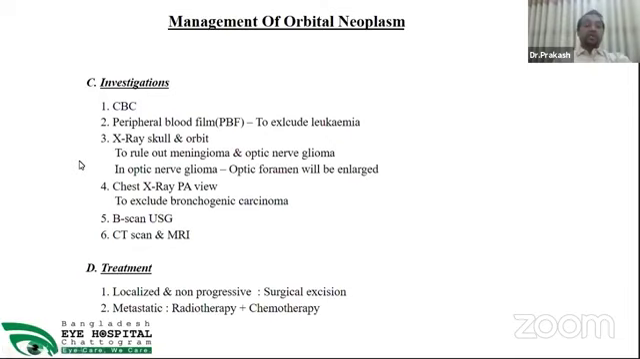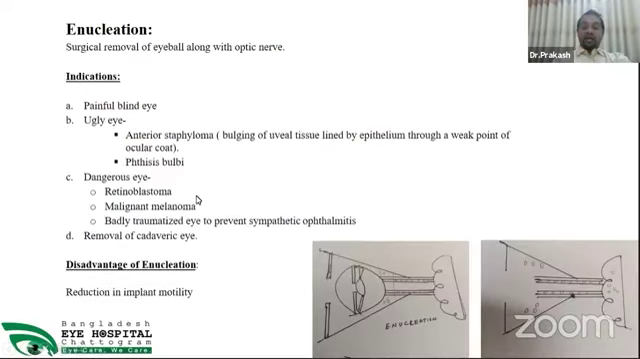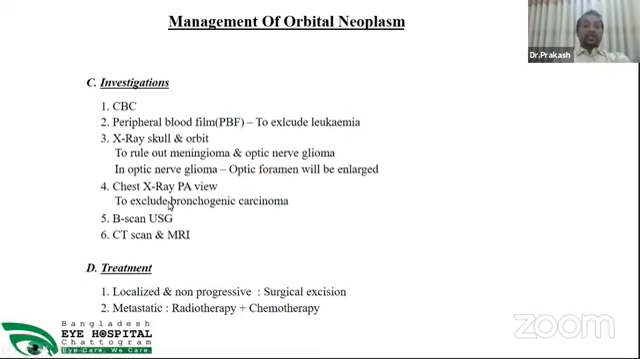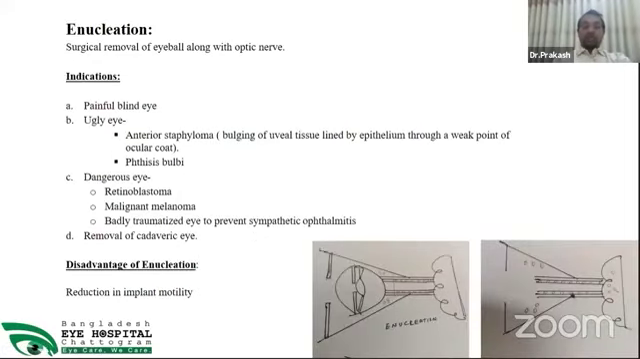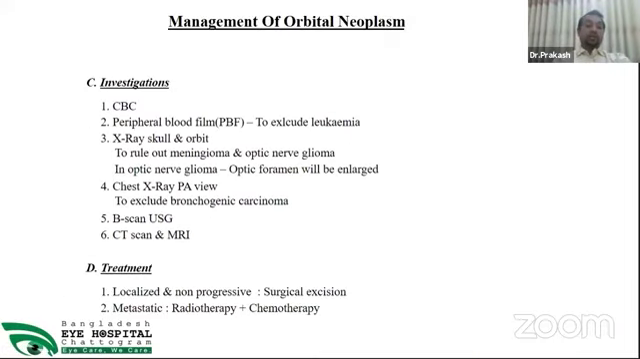And we need to do some investigations: complete blood count to exclude the cause, peripheral blood film, X-ray of the skull and orbit. The orbit X-ray is important to rule out meningioma and optic nerve glioma. In optic nerve glioma, the optic foramen will be enlarged. And chest X-ray PA view to exclude bronchogenic carcinoma, and B-scan ultrasonogram, CT, MRI, all these we need to locate the tumors and to exclude the cause.